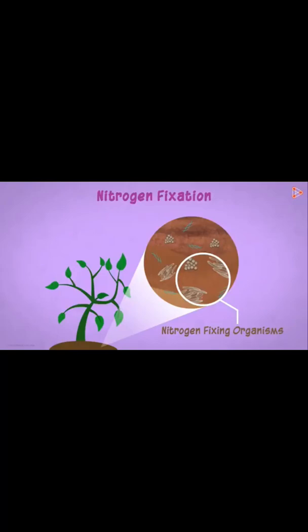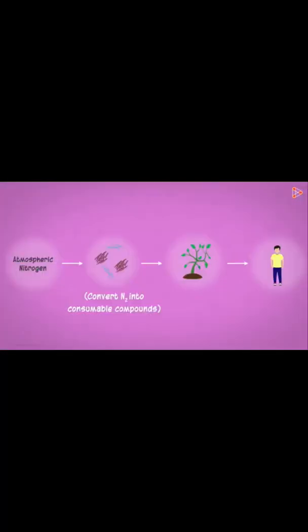These nitrogen fixers in soils convert the atmospheric nitrogen molecules into compounds: nitrates, nitrites, and ammonium. These compounds are taken up by the roots of the plants, and then the plants use these compounds to synthesize proteins. When animals and humans consume these plants, the nitrogen gets to the animal kingdom. This is how nitrogen fixation occurs.